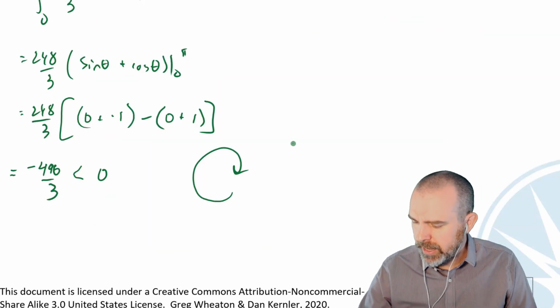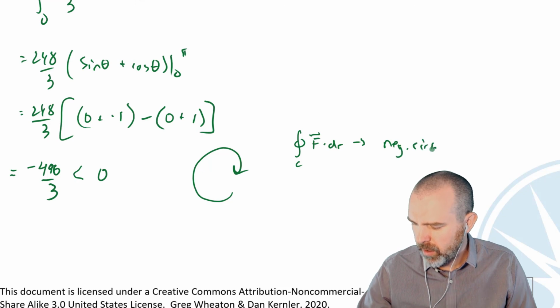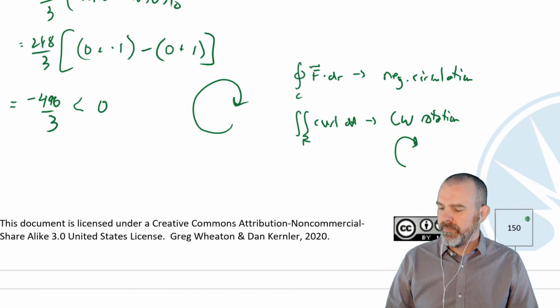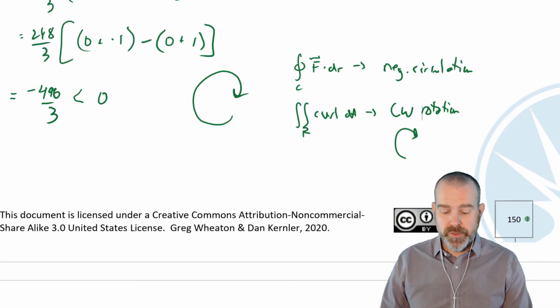So this is the two ideas. For the line integral, it's a negative circulation. And for the double integral over the region of the curl, that means a clockwise rotation. That means it's rotating clockwise. Okay? So that is it for this video.